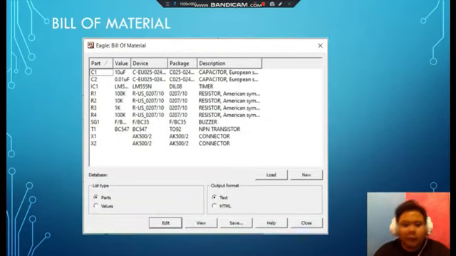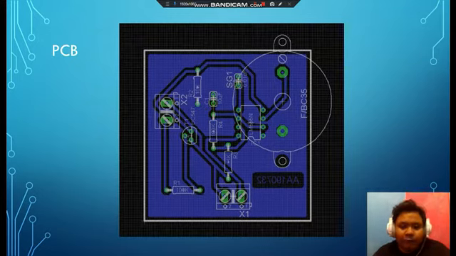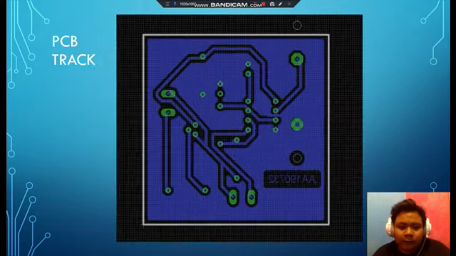Okay. This is our group bill of materials. We use two capacitors, one IC, four resistors, a buzzer, and one NPN transistor. Next, this is the PCB layout. This is our PCB and our track.